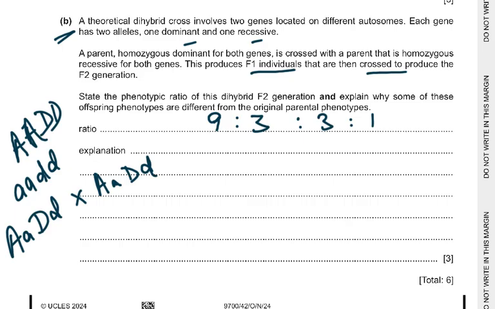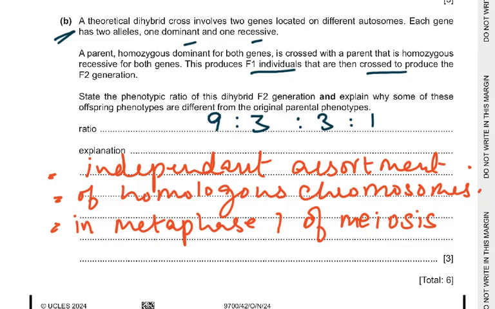Explanation. What will the explanation be? Independent assortment of homologous chromosomes in metaphase 1 of meiosis. So you see, you have to give me the ratio, that got you 1 mark, and then any two from the explanations. If you said independent assortment of homologous chromosomes, that got you the 2 marks. If you gave further detail that this takes place in metaphase 1 of meiosis, well, you got a mark for that. You could also have said metaphase 2 because it happens in both metaphase 1 and metaphase 2. So it could both be right.